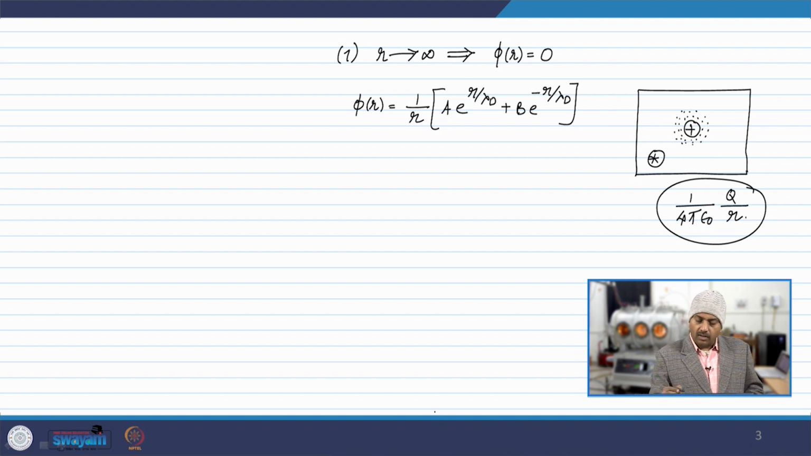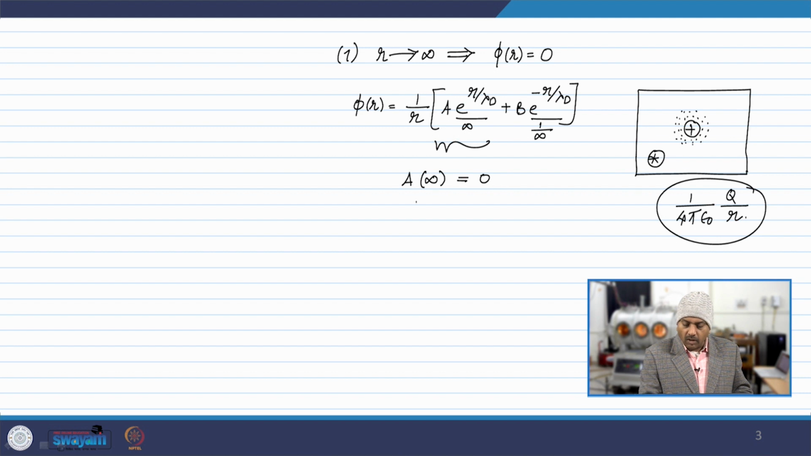What happens when r tends to infinity, when r becomes very, very large? This will become infinity, of course, but e to the power of minus r by lambda d will become 1 by infinity, so this part will of course become 0 directly. Now, if you want the left hand side to be 0, you would expect that a into infinity cannot be 0, but on the left hand side you have a 0. So, in order to achieve this equality, you must say that a is 0, right? I hope you have understood what I have done here.